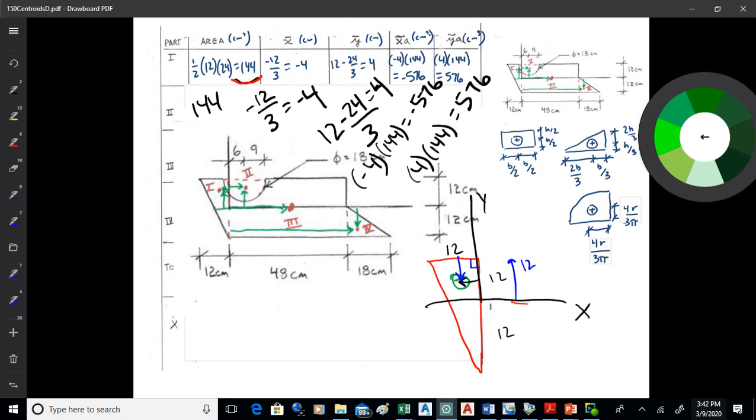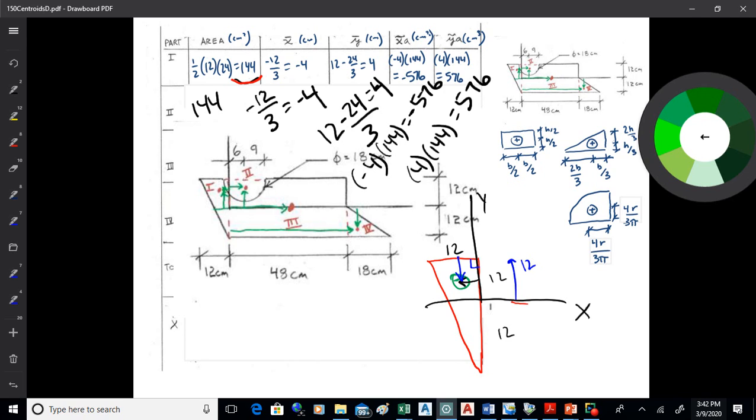So I got 144 for the area, -12/3 for x bar, and 12 minus 24/3 for y bar. And then 4 times 144 for both of them. I think I should have a negative in there. I think I dropped that. Yeah, I've got it. I didn't drop it. It's right there. Negative on the first one.